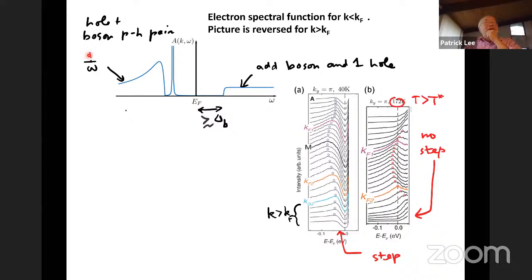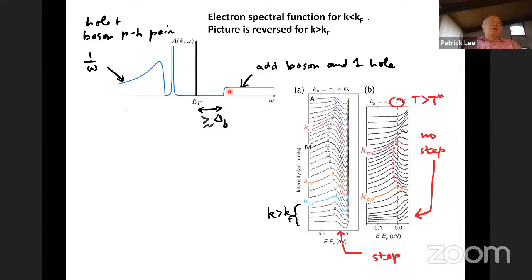Now, this is the picture when k is less than kF. So ARPES would see this peak and this side. Now, inverse ARPES would see this, adding an electron spectrum. Instead of removing the electron, I can add a bosonic pair, which has 2 electrons and 1 hole. So this is a 1 electron spectrum. It turns out that it has a step and it's basically flat. If you reverse this for k outside kF, then this picture just reverses. This ARPES peak is up here, which is not visible by ARPES, but this guy should be down here.